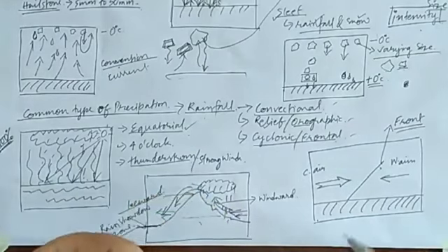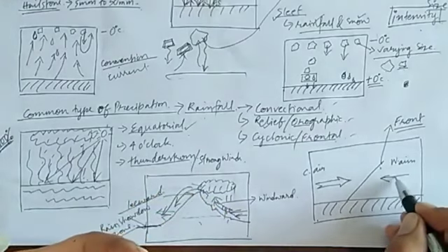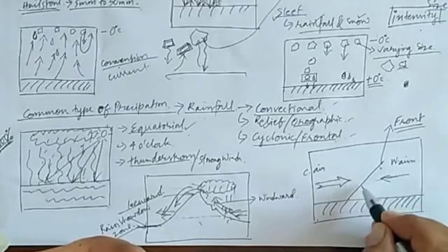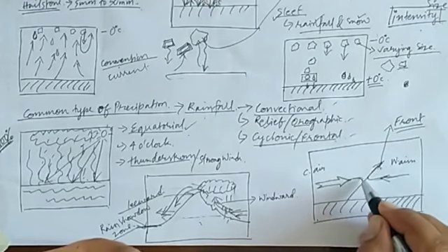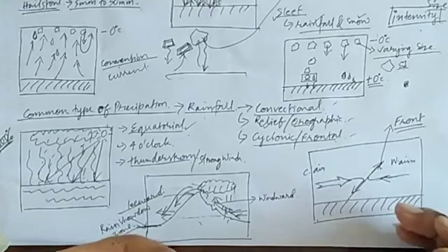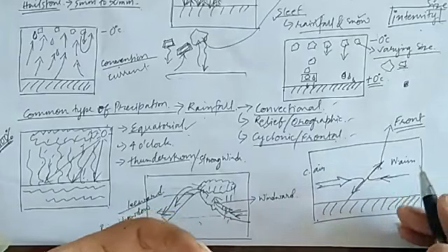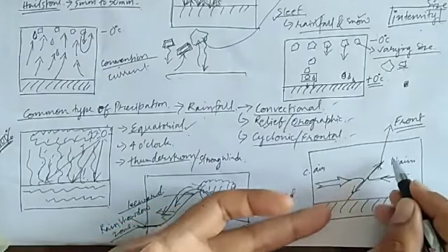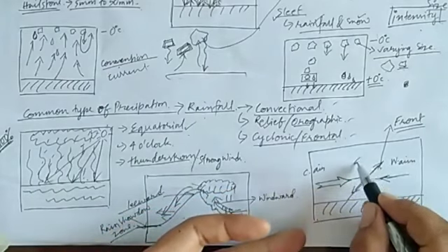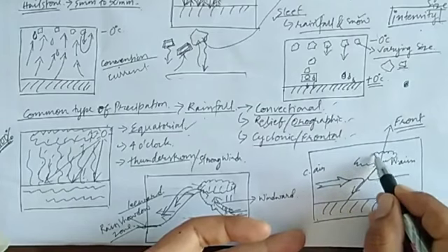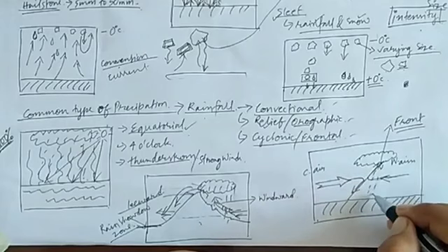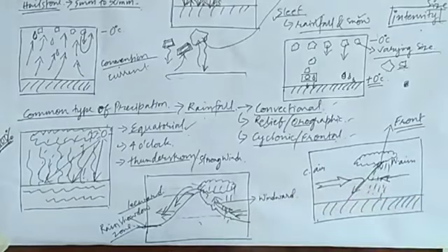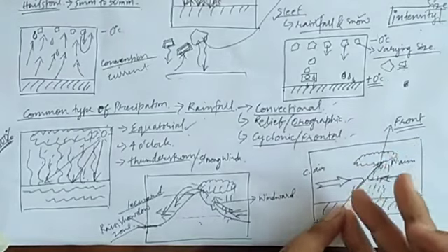So as a result, along the slope of the front, the warm wind will start rising and the cold air will start descending downwards. When the warm air mass rises above, as a result the condensation process will take place, and ultimately rainfall will also occur. Now this type of rainfall occurs due to the formation of the front.